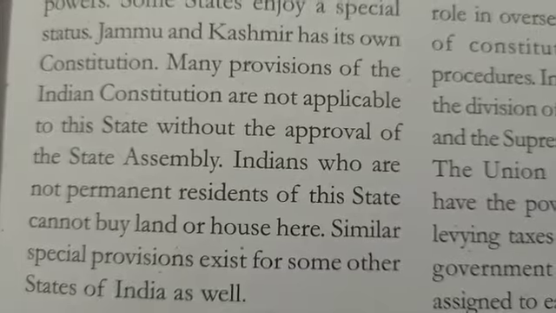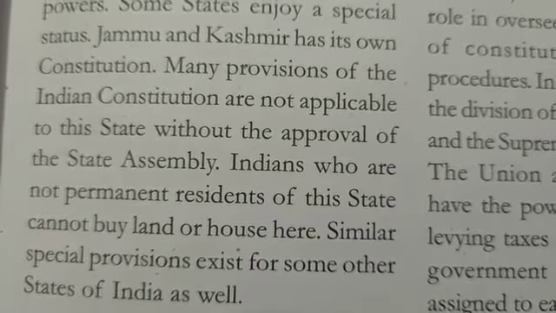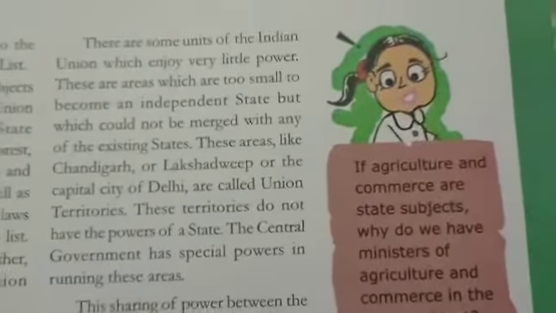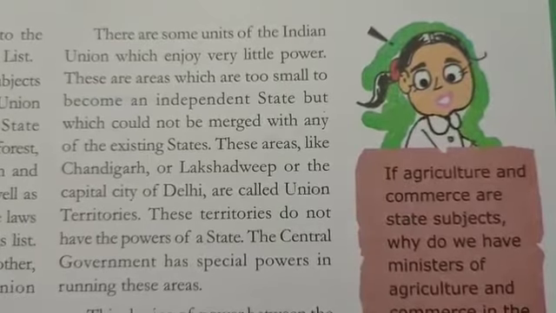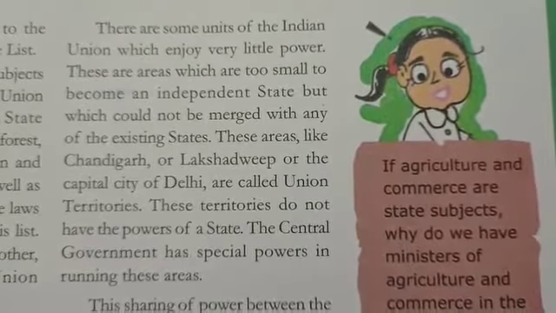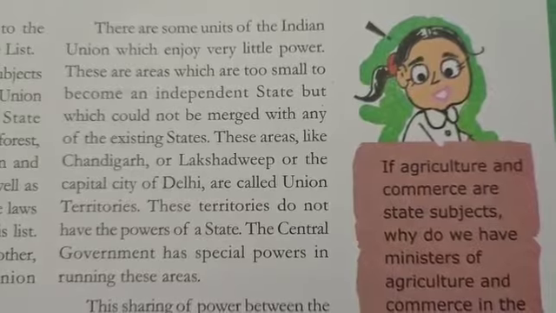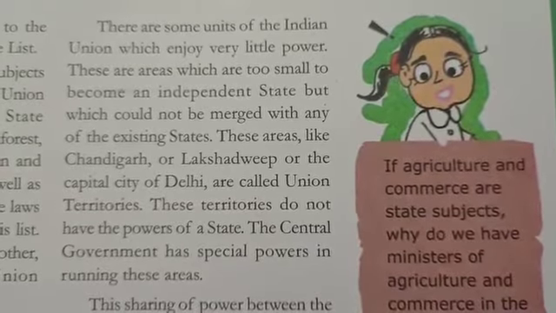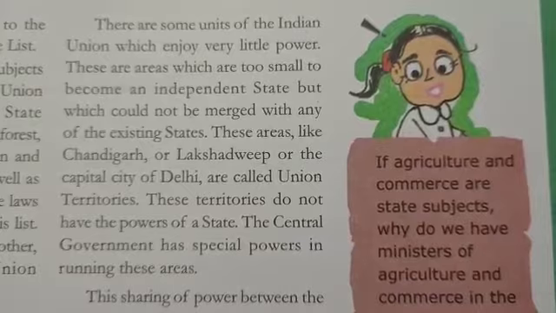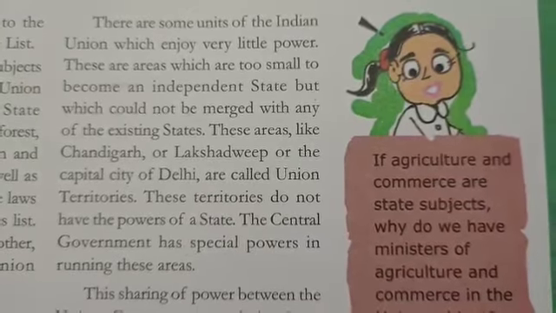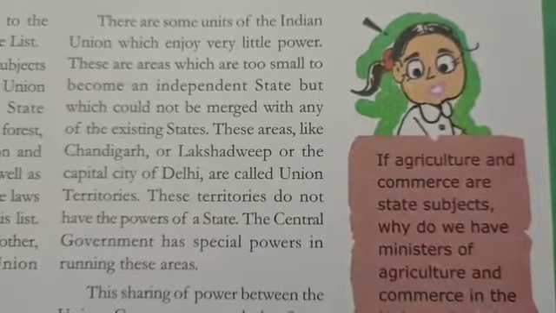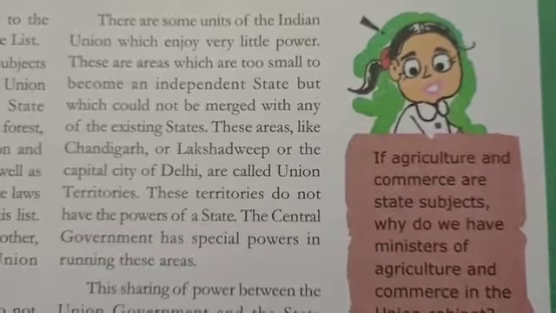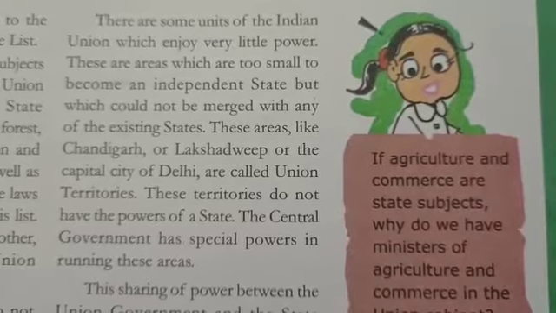There are some units of the Indian Union which enjoy very little power. These are areas which are too small to become independent states, but which could not be merged with any existing state, like Chandigarh, Lakshadweep, or the capital city of Delhi. We call these union territories. These territories do not have the power of a state. The central government has special power in running these areas.